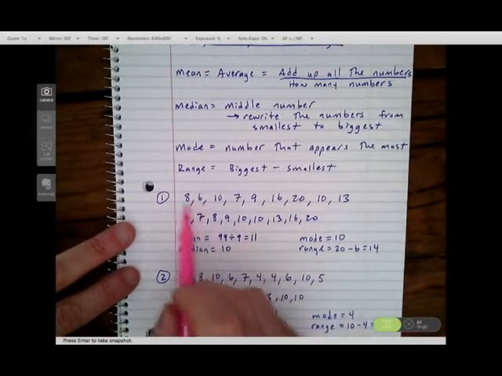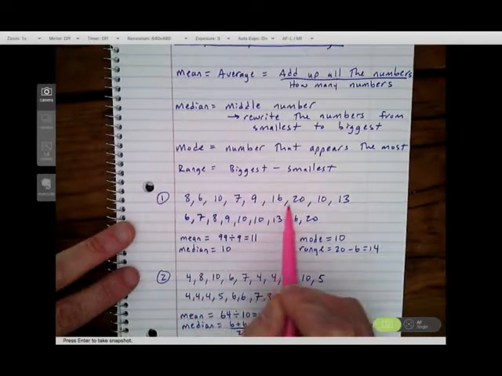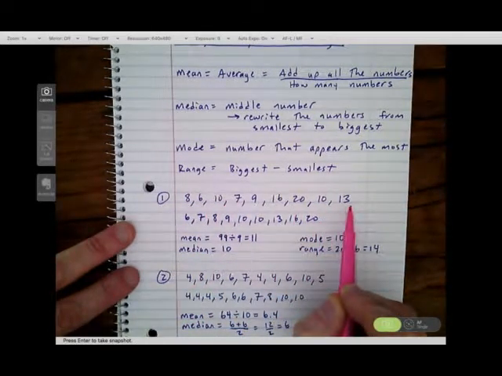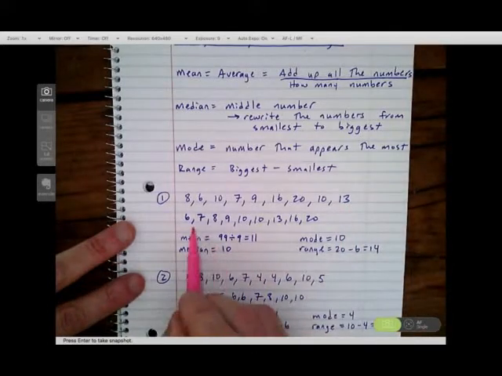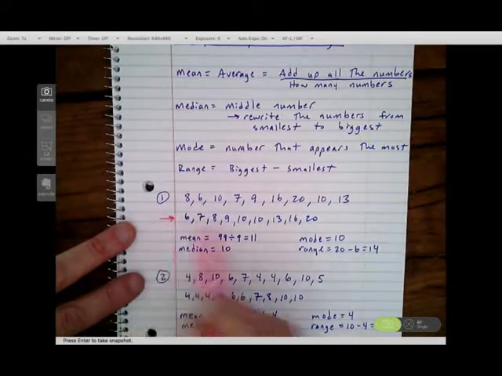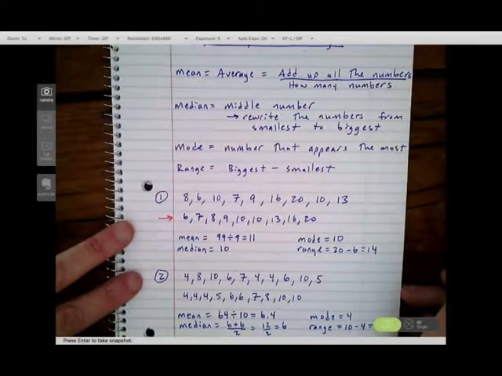Here's the first one. These are how the numbers are given to you. They're all out of order, so let's start off by putting them in order from smallest to biggest, and I did that here. So these are the numbers in order.